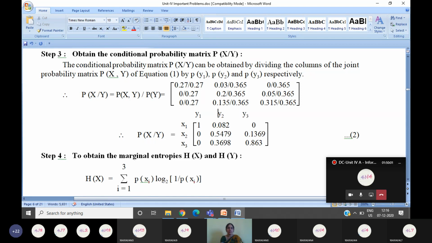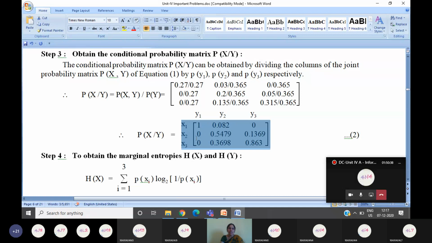Next, 0.2 divided by 0.365, that is 0.5479. Similarly, 0.135 divided by 0.365, that is 0.3698. Third column divided by P of y3. So 0 by 0.365, that is 0 only. So 0.05 divided by 0.365, that is 0.1369. And 0.315 divided by 0.365, that is 0.863.